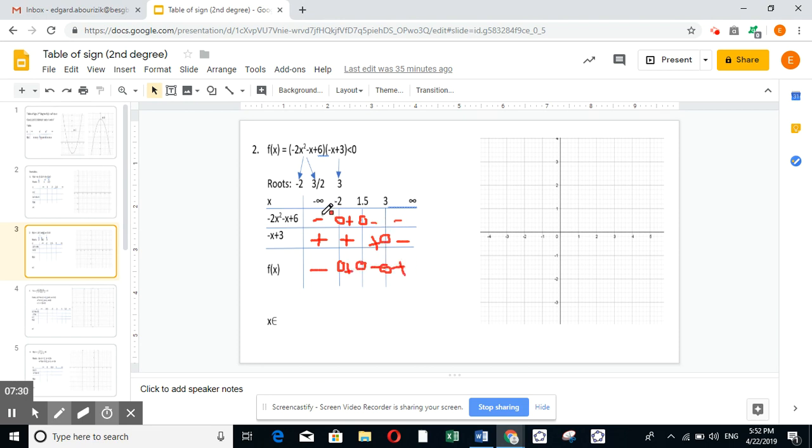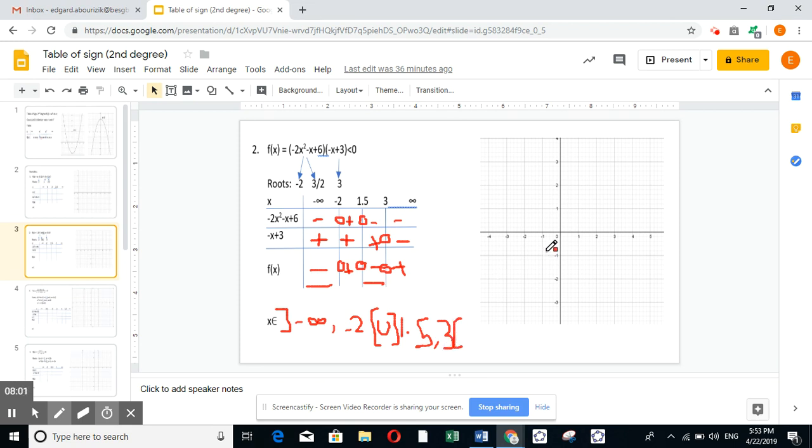What I want is less than 0. Less than 0, it's here and here. Because we don't have equal, we don't take the boundaries, always open. So from minus infinity till minus 2, we open it, we don't close it. Union from 1.5 till 3. So always open.